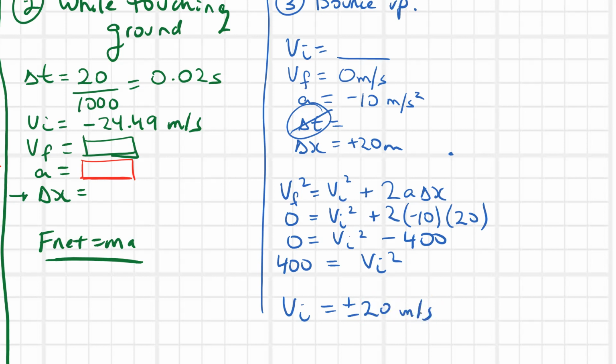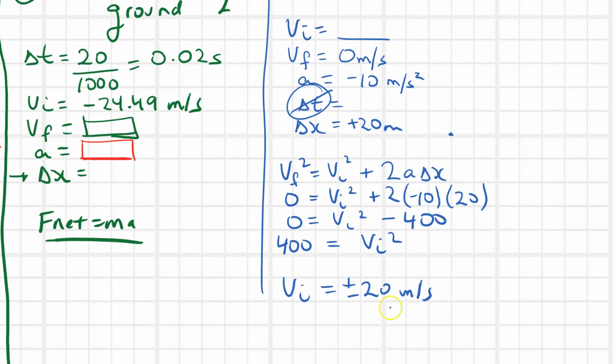So just like before, I have to think about, well, what is the sensible answer? Is it at the end, or initially when it was bouncing up, was it going up at 20 meters per second or down at 20 meters per second? And the answer is positive. It was going positive 20 meters per second.